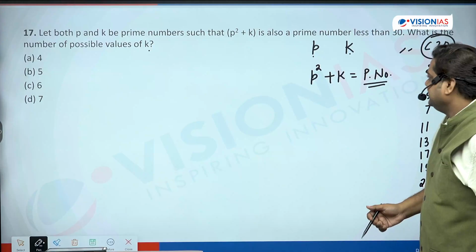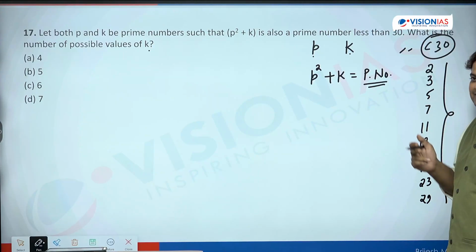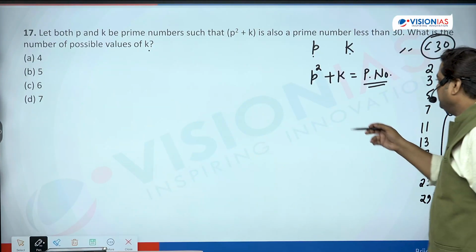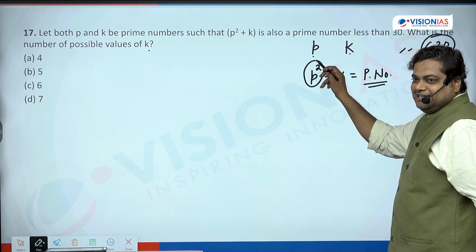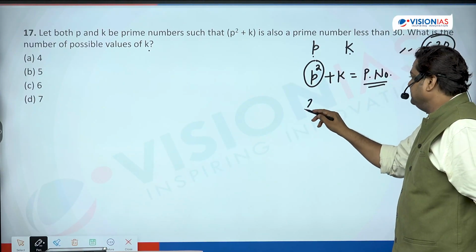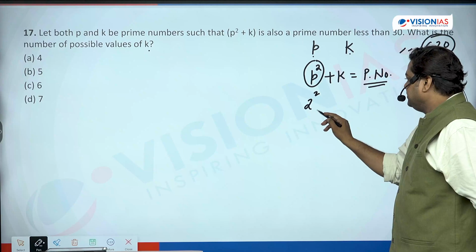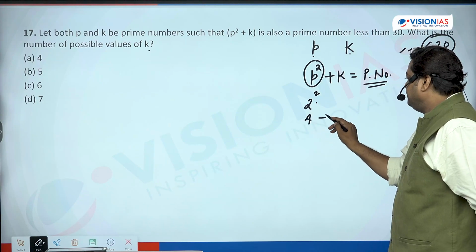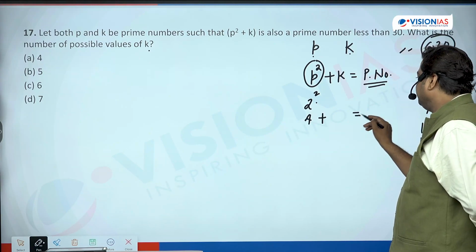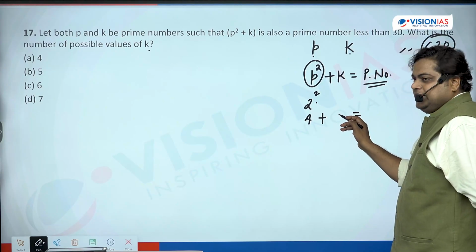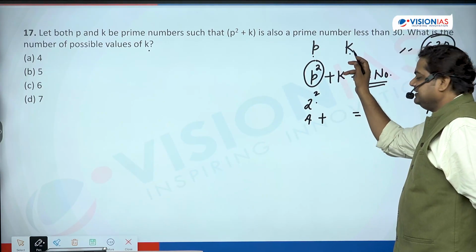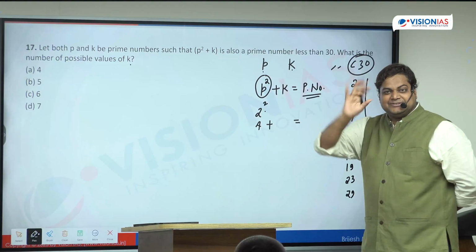So how can we get that? We can start with 2. The value of P, we need to square it. If we take P's value as 2, 2 square is what? 4. 4 plus what, so that we can get a prime number? 1 we cannot take because 1 is not a prime number. So we need to check this also.